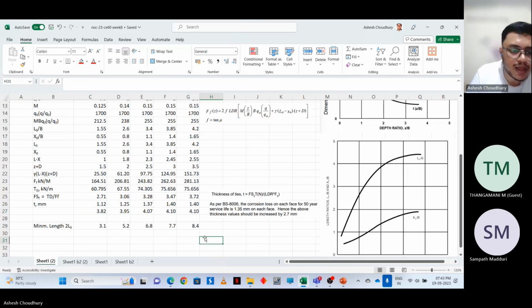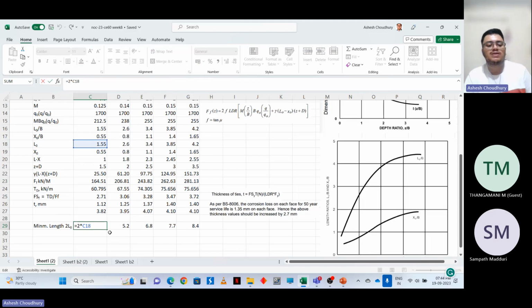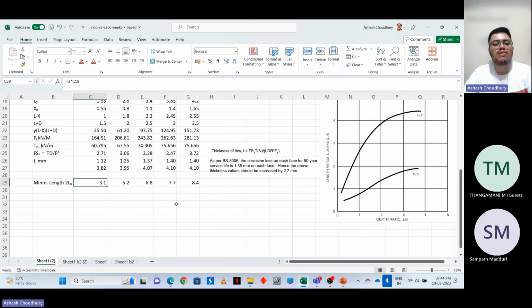Now, what is the minimum length of each reinforcement? Twice L naught. L naught is the distance from the center line, right? So twice L naught will make the total length. The total length of reinforcement should be equal to twice L naught. So 2 times this L naught will give us this. This finally completes our design.